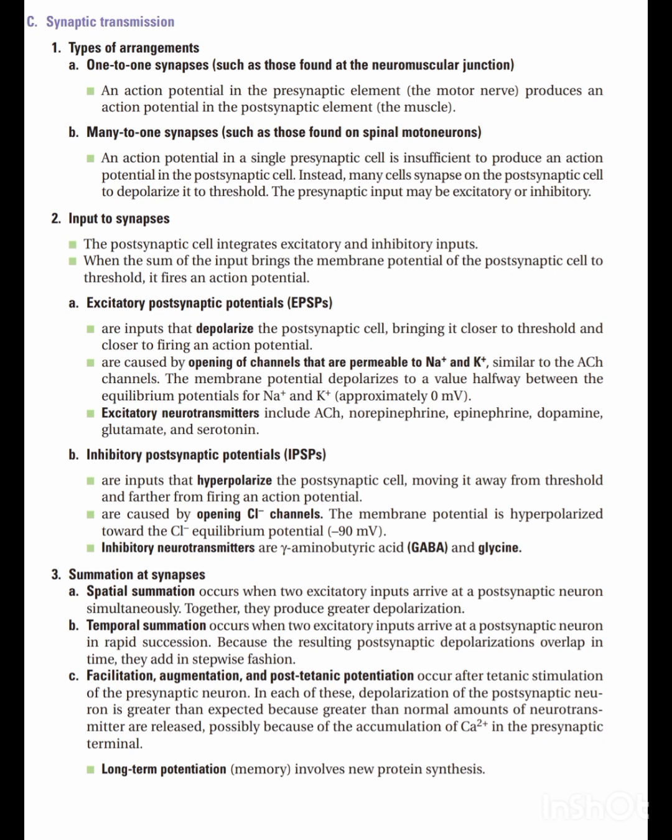So, tetanizing stimuli in the presynaptic neuron result in increased postsynaptic potentials, and that lasts for a few minutes to hours. And that is actually caused by an increase in the calcium influx in the presynaptic neuron. What happens is that this increases the release of neurotransmitters. So we have a depolarization of the postsynaptic neuron that is greater than expected, because greater than normal amounts of neurotransmitters are released. And why? Because there is accumulation of calcium in the presynaptic terminal.